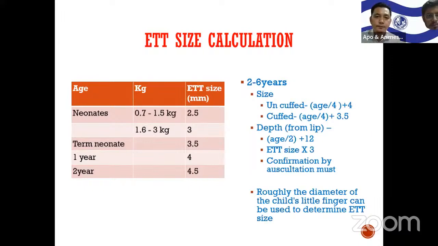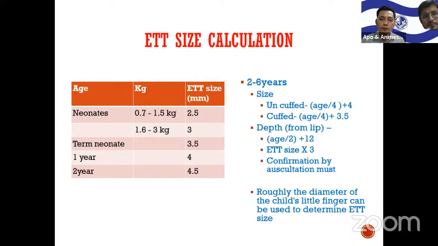This is the ET tube size calculation. For a preterm neonate with weight of 0.7 to 1.5 kg, we can use an uncuffed ET tube size of 2.5 mm, and in the weight of 1.6 to 3 kg, it's a 3 mm ET tube, and for term neonates, it's 3.5. From 1 to 2 years it's 4, and at 2 years, 4.5 mm uncuffed tube.